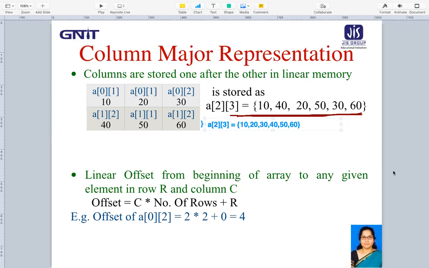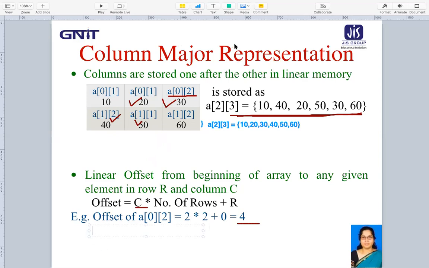So let us see the example of A02. How will it be stored? 10, 40, 20, 50, 30, 60. So how far is A02 from the beginning of this array? It is 1, 2, 3, and 4. And if we use the formula, the column is 2 into number of rows, which is 2, plus 0, which is 4. So you see, A02 is 4 elements apart from the beginning of the array in column major.